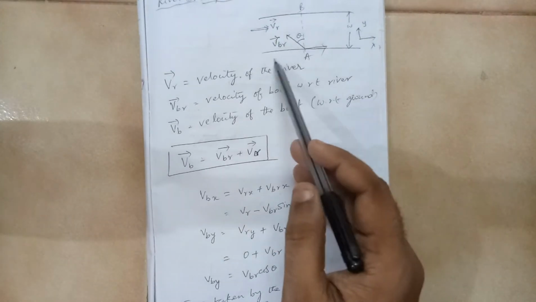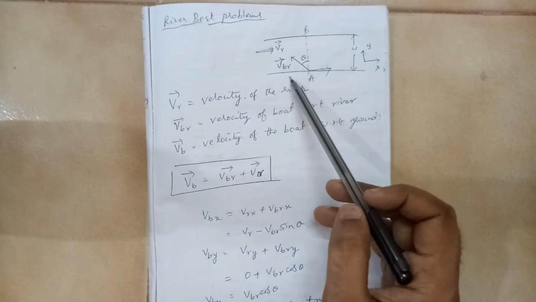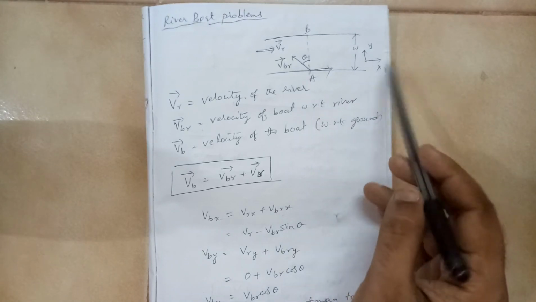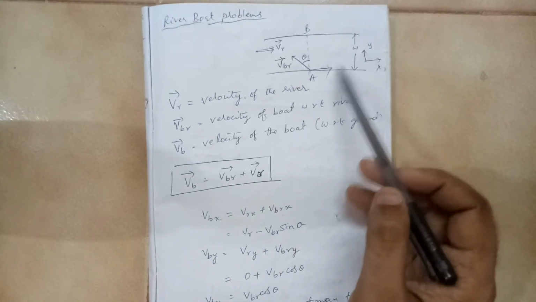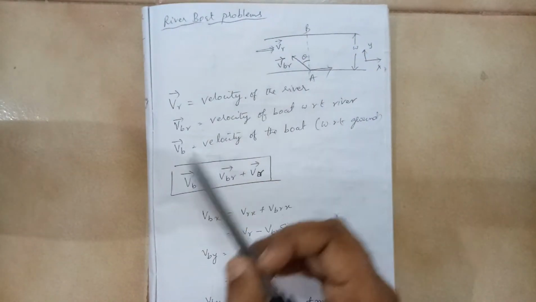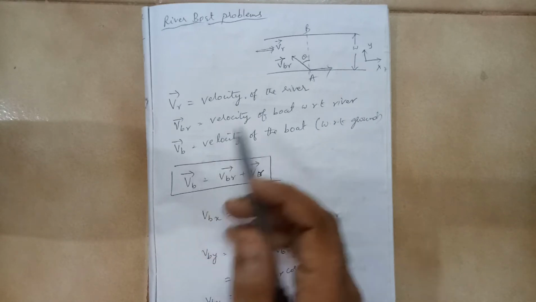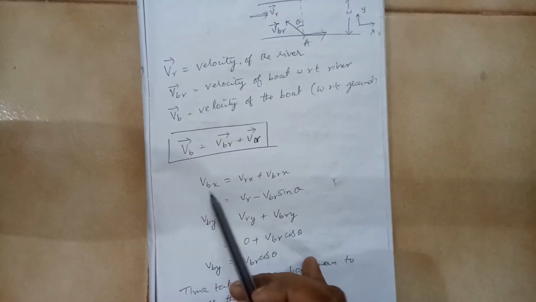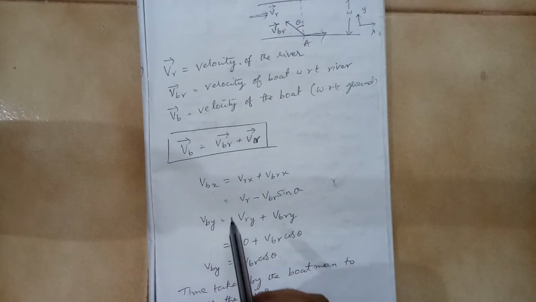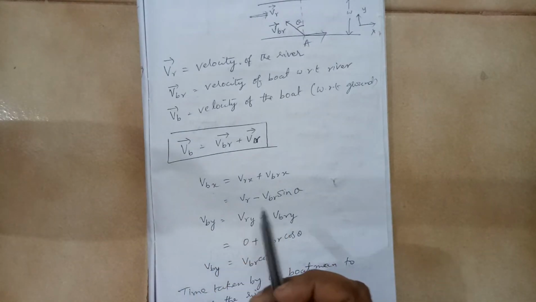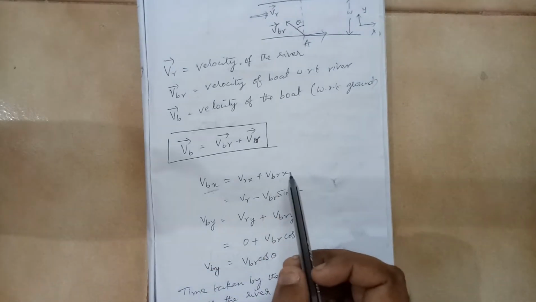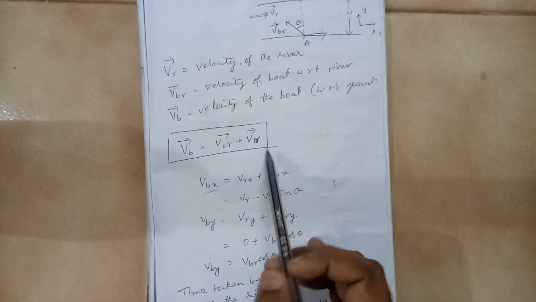Now Vbr is a vector, and obviously it is making some angle theta. It will have two components, one in the x direction, another in the y direction. The y direction will match the width of the river. The x direction will be along the direction of the river. So Vbx, we are talking about the absolute velocity of the boat, the x component.